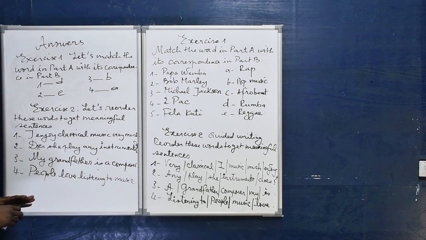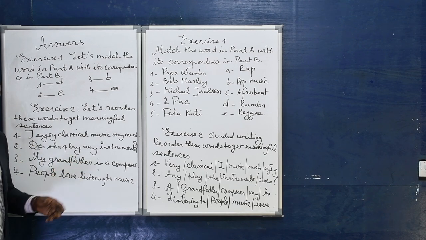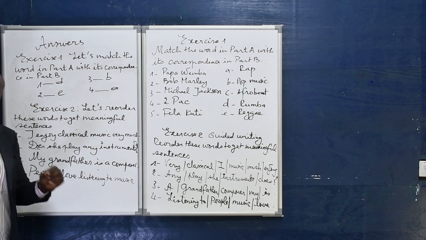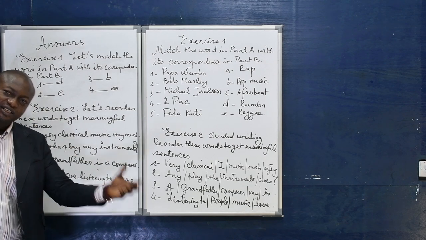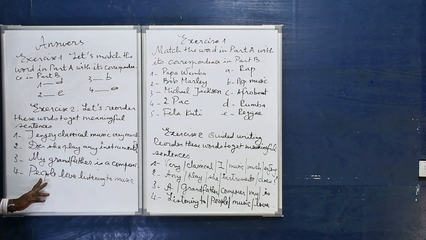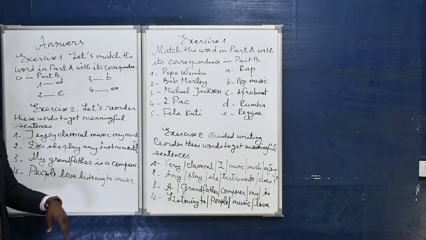So, the rule is clear. We have verb plus ing. For example, to eat becomes eating, to go becomes going, to swim becomes swimming. For example, people love swimming in the river.